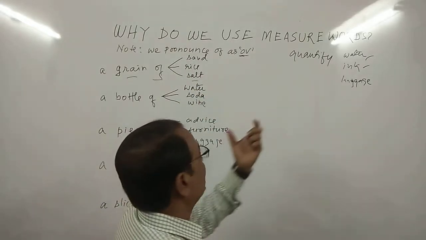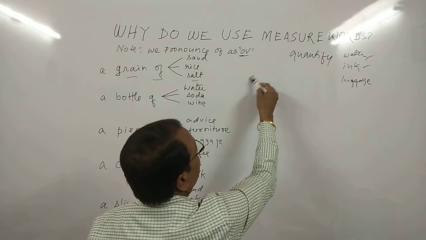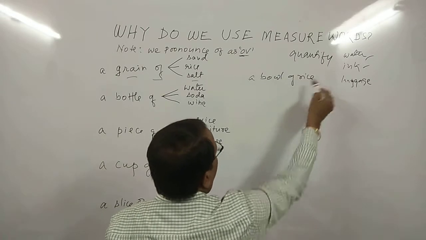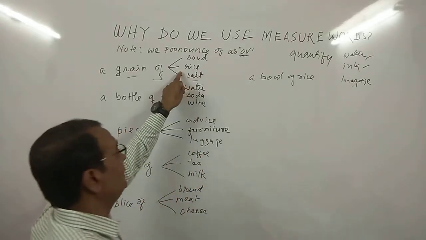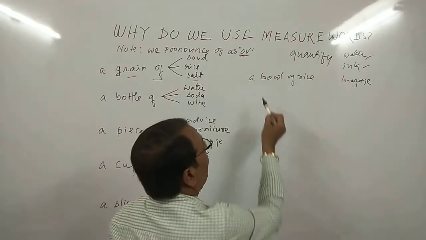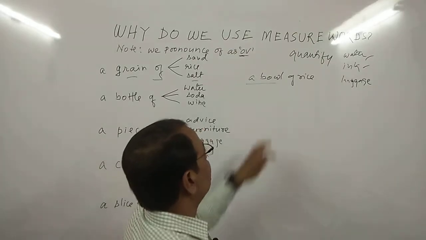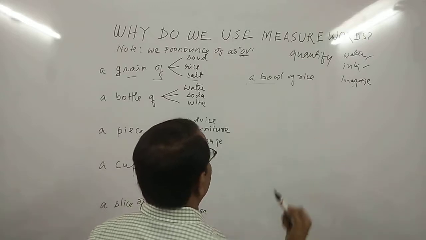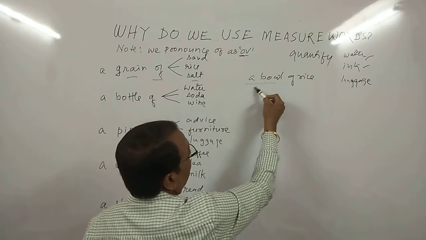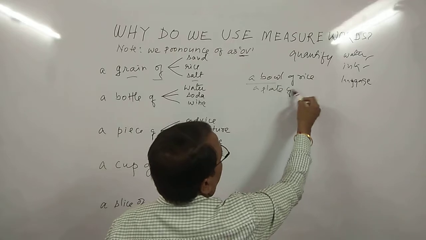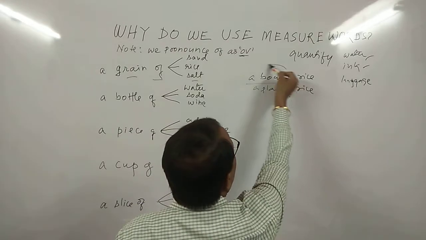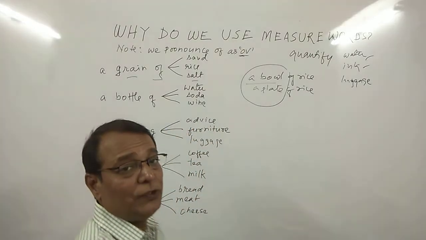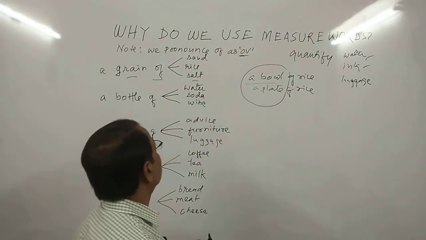We also use containers in certain situations. Suppose you say a bowl of rice. You can use this language, a bowl of rice, B-O-W-L. Here, you are using the word bowl just for quantification. We sometimes also use a plate of rice. We use certain words just to quantify things. Otherwise, it will be very difficult to understand the quantity of that thing.